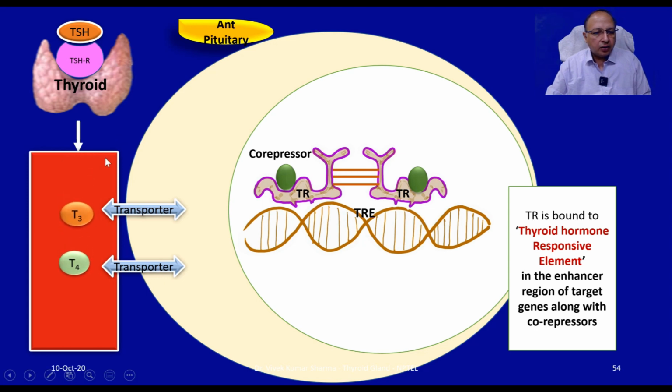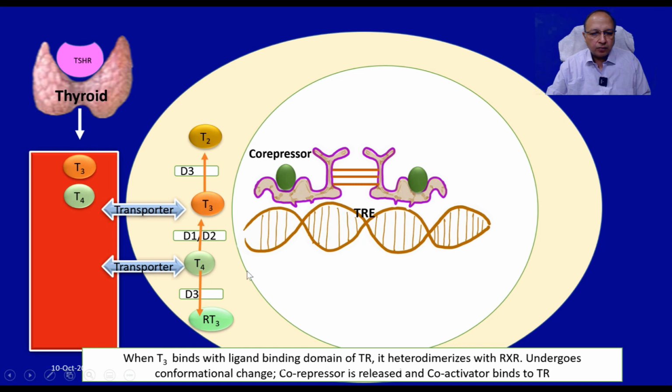Then the thyroid gland will cause the release of T3 and T4 hormones that move into the target cells via the transporter. After entering the cell, they will be acted upon by the D1 and D2 enzymes. Then T4 will be converted to T3, peripheral conversion will occur, and then further degradation might occur. So this T3 which is formed is now the active form that will then move from the cytoplasm to the nucleus.